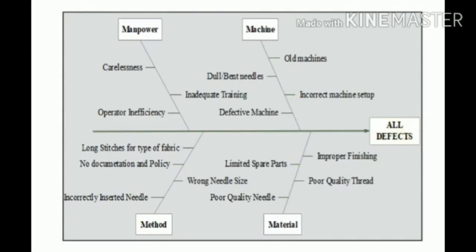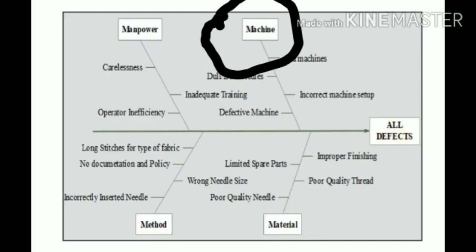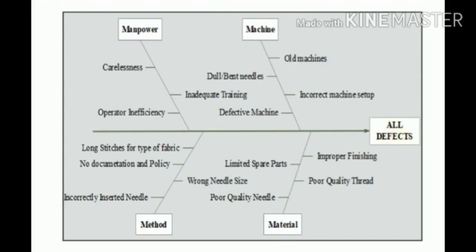So this is an actual root cause analysis and all the defects are mentioned in specified categories. For example, the machine is not working properly because maybe it is old, or maybe the incorrect machine setup is being used, or the needles being used are dull, or lastly, maybe the machine is completely defective. So these are some of the causes in the machine category due to which we are not getting the right quality in products.